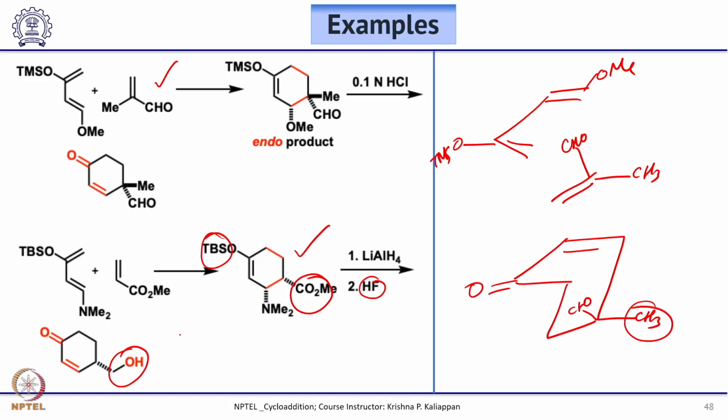So what Rawal has cleverly done is, earlier we were thinking that this method is useful for introducing an electron withdrawing group at carbon number 4 of cyclohexenone, but by doing LAH reduction, now you can see you have the electron donating group, that is CH2OH, which is an electron donating group. So, an electron donating group also can be at carbon number 4. Thank you.